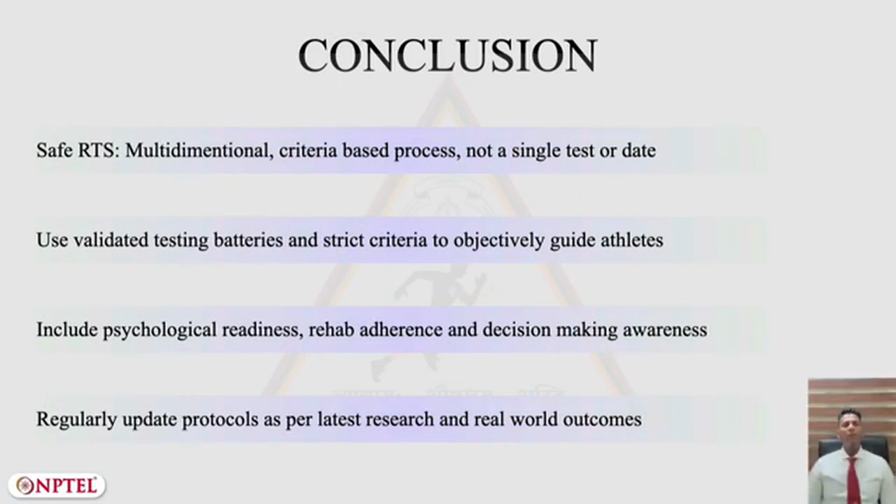To conclude, safe return to sport is a multidimensional, criteria-based process, not a single test or a date on the calendar. We must include not only functional testing criteria, but also psychological readiness, rehabilitation adherence, and clinical stability. Validated test batteries with strict cutoffs provide objective guidance, but they must be interpreted in context and repeated across the rehab timeline.